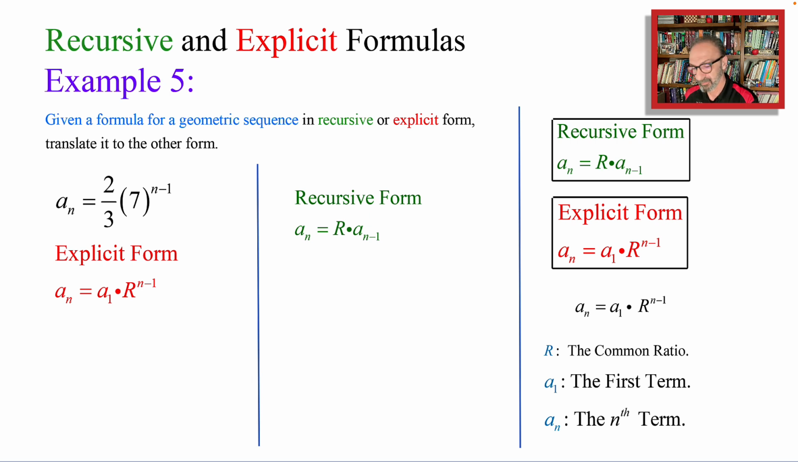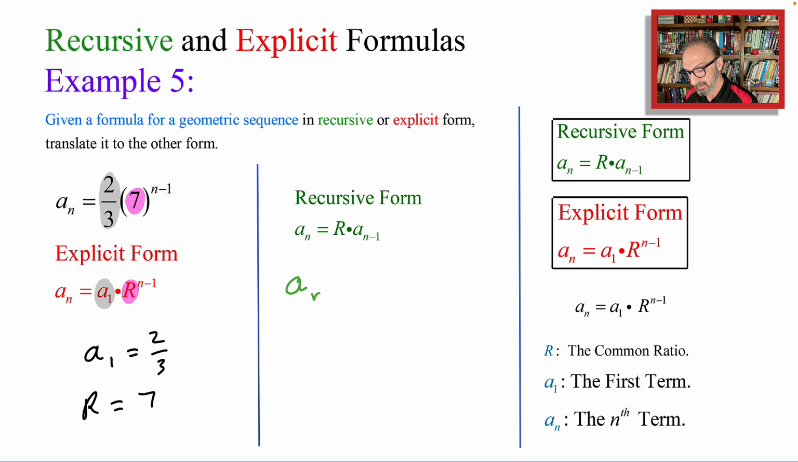We have the explicit form, meaning I could say that this right here, 2/3, goes with a sub 1. So we know now a sub 1. We know also r as 7. That is so clear. To move forward, we need the recursive form, which is in green, and let's write it down first. What we have is a sub 1 equals 2/3, and we have r equals 7.